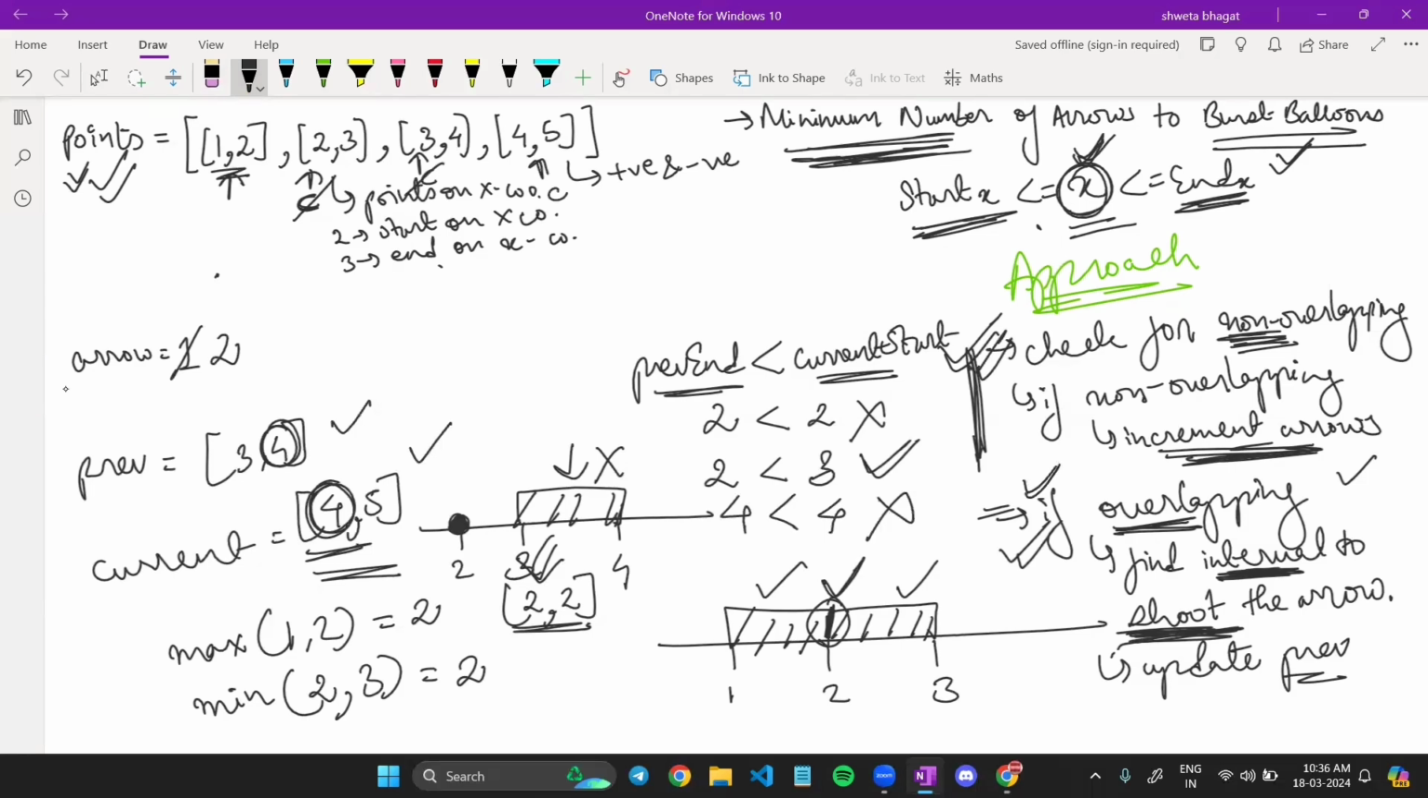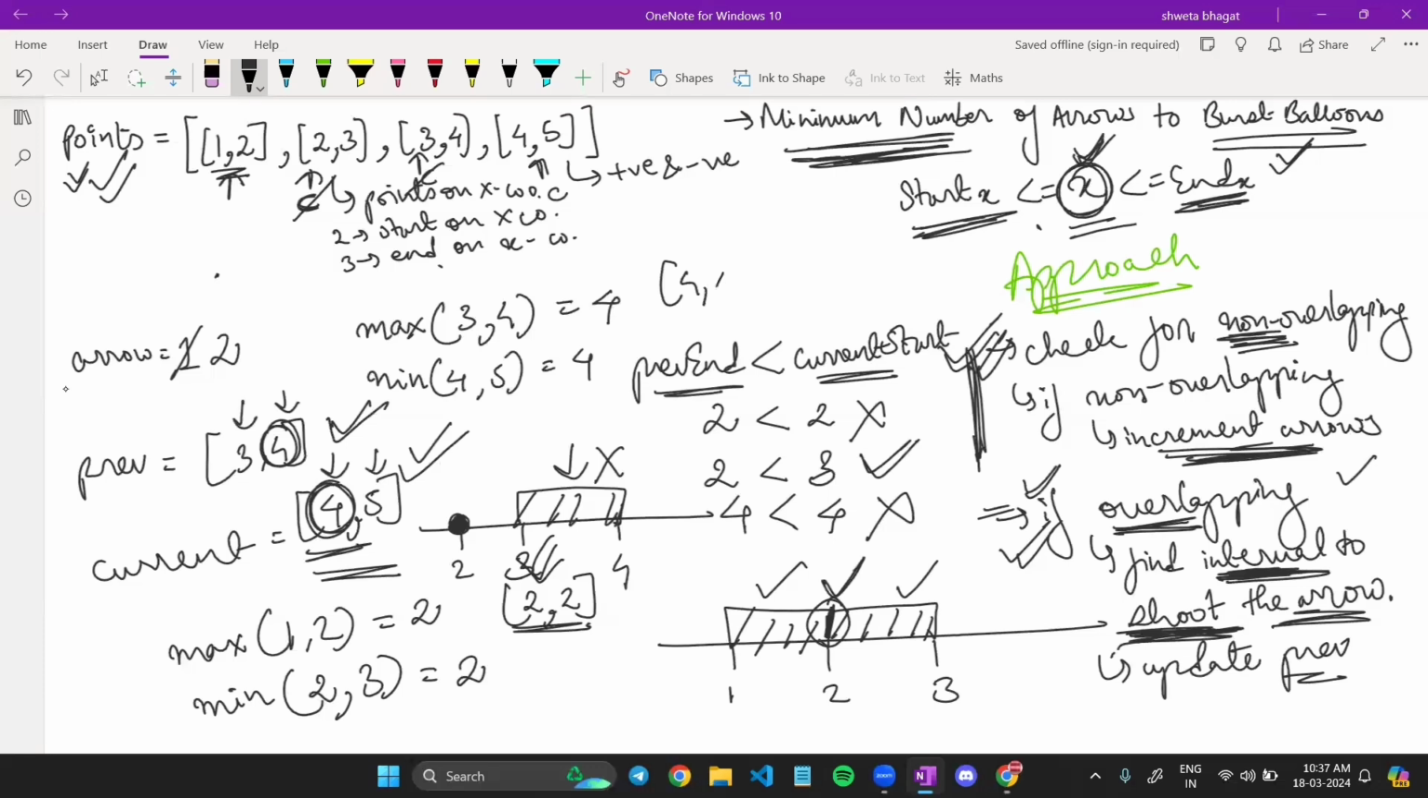So if these 2 balloons are overlapping, then what do we need to find? We need to find an interval where we should shoot the arrow to burst both of them. So what would be the interval and how are we going to find that interval? We are going to find the start of that interval by finding the max of the start of these 2, that is the max of 3, 4. So what is the max? The max is 4. And how are we going to find the end? We are going to find the end by finding the minimum of the end of both the intervals, that is 4, 5. So what would be the minimum? The minimum would be 4. So at which interval should we shoot the arrow in order to burst both these balloons? It should be from 4 to 4.